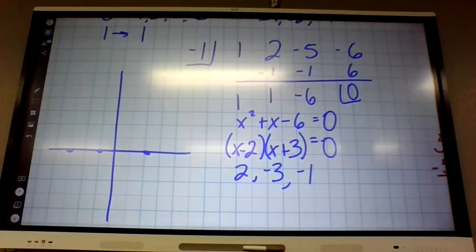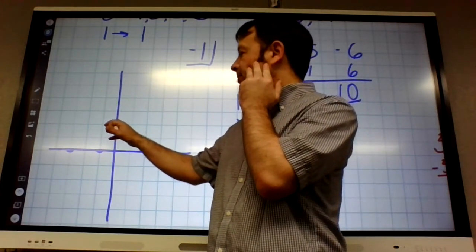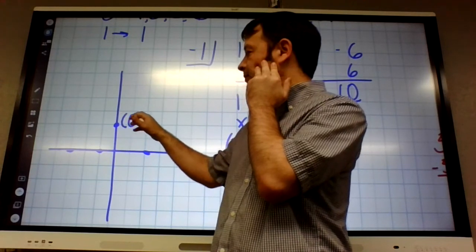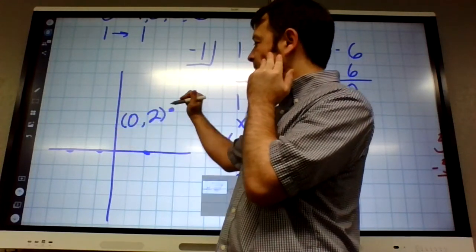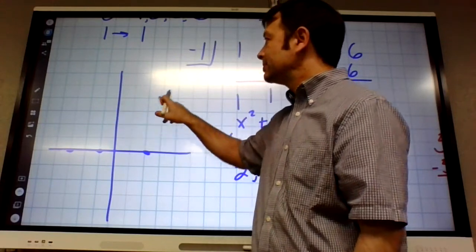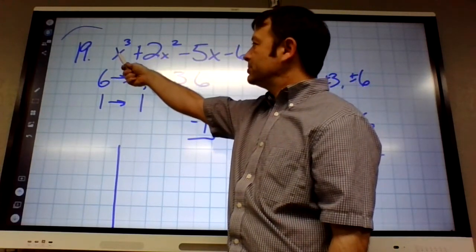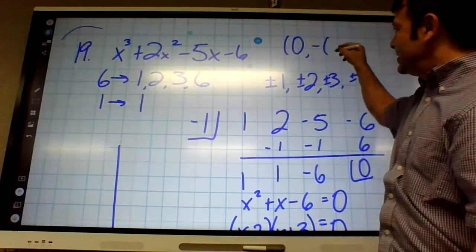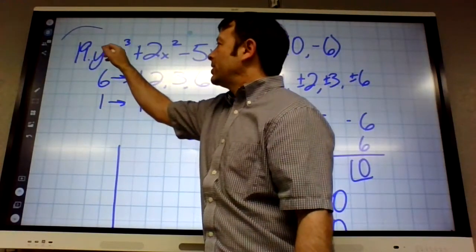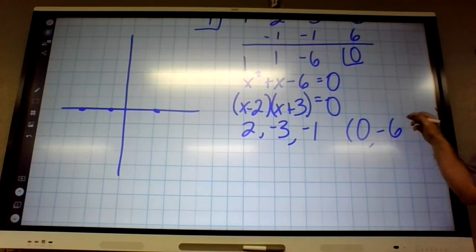Okay, the other thing that we want to do is find the y-intercept. You guys know how we can find the y-intercept? The y-intercept always, always, always has an x value of 0. Wherever it is, the x value's got to be 0. So to find the y-intercept, you just put in 0 for x. So if I put in 0 for x here, what would I get? 0, 0, 0, minus 6. So if I put in 0 for x, I get negative 6 for y. So 0, negative 6 is the y-intercept.